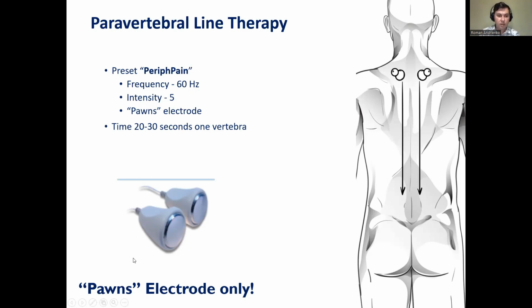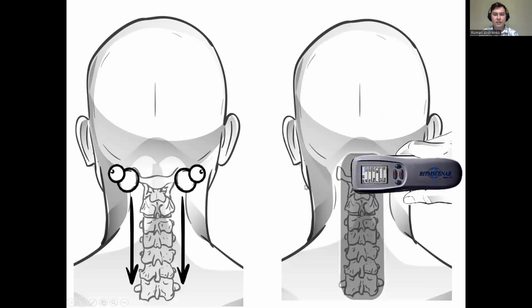Oh, pons electrodes only. This is actually a good question to ask Boris, because I always thought that we can use the built-in electrode as well. And here we can see the same procedure, but only performed on the C segment of the spine, so the upper neck.